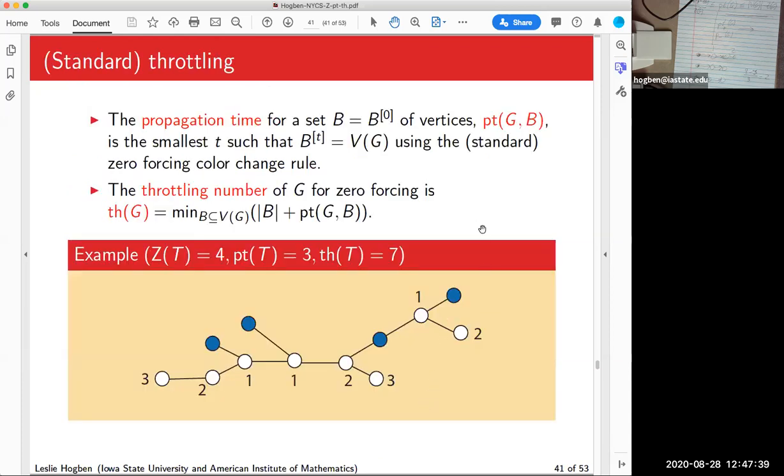So we actually have the information we need to compute the throttling numbers of some of the graphs, because it happens that in this particular example, this is the best we can do. I have not proved it, but we do know that the throttling number of this set of blue vertices is 7, because there are 4 blue vertices, and the propagation time of this set when we colored it is 3. And these numbers represent the step in which the vertex turned blue. So you remember this one turned blue in the first step, this one turned blue in the second step, and so on.